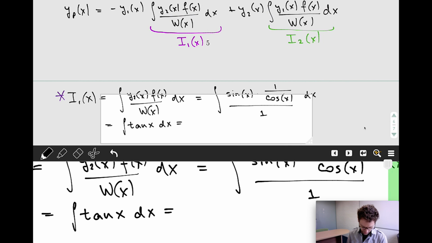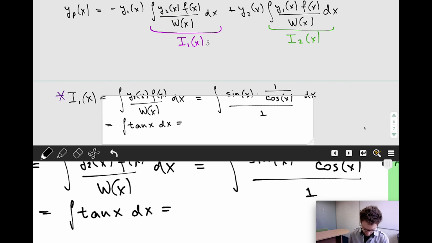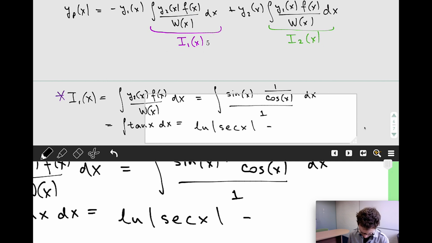That's actually one of your tabled integrals. So that's the natural logarithm, absolute value of secant of x, or if you like, it's minus the natural log of cosine of x. Remember, secant x is 1 over cosine, so that would give you a minus sign for the natural log. So that's in your tables.